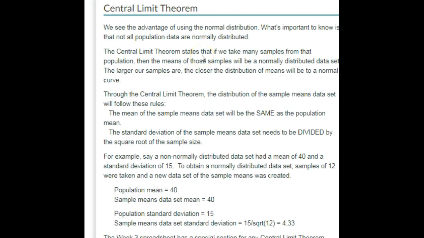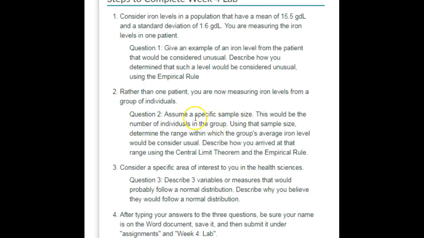And so our question then is, well, what's the mean of that distribution? What's the standard deviation? The mean stays exactly the same as the population mean. The standard deviation is the population standard deviation divided by the square root of the group size. So whatever size you pick for number 2, you get to pick the group size. The mean of the distribution of your samples stays exactly the same as the population mean. Your standard deviation is going to be this population standard deviation divided by the square root of your sample size.